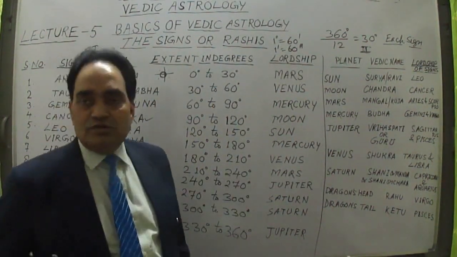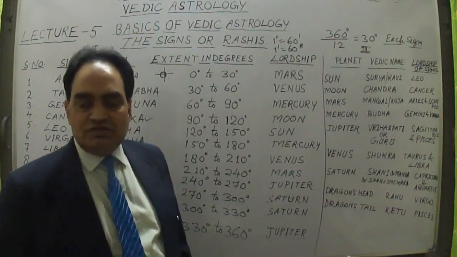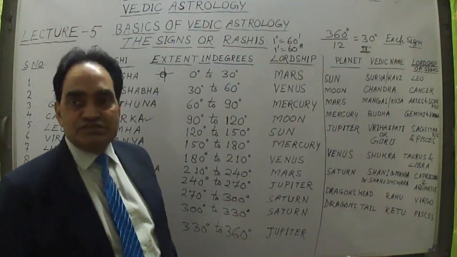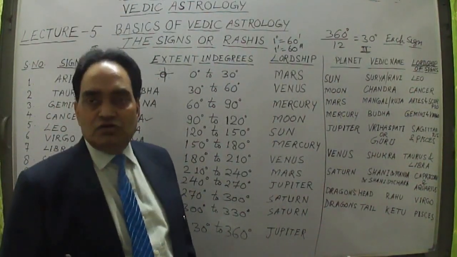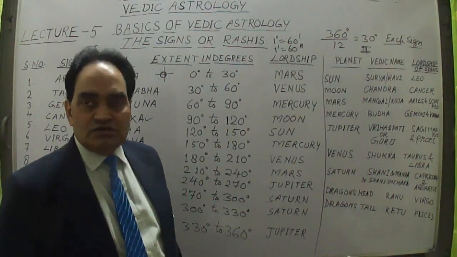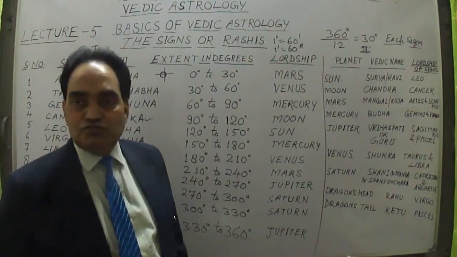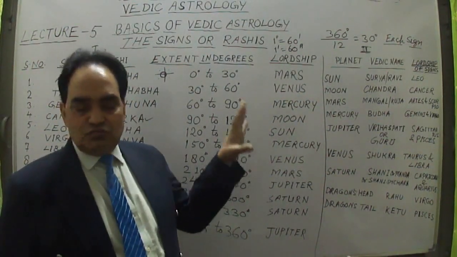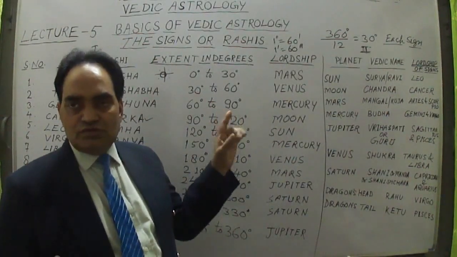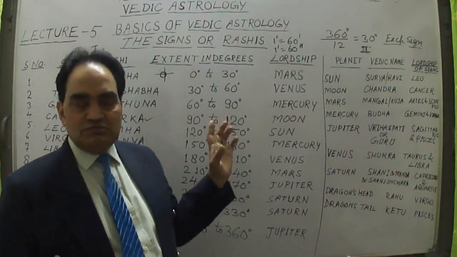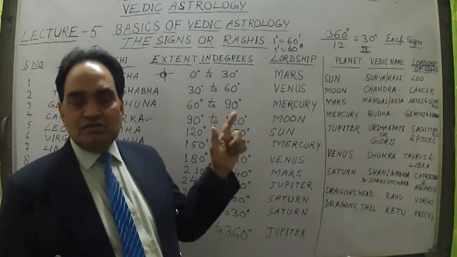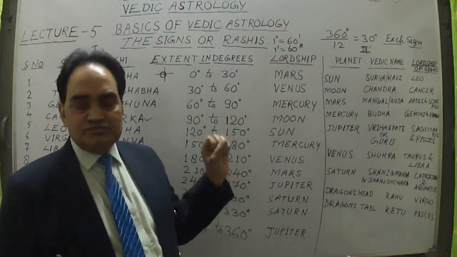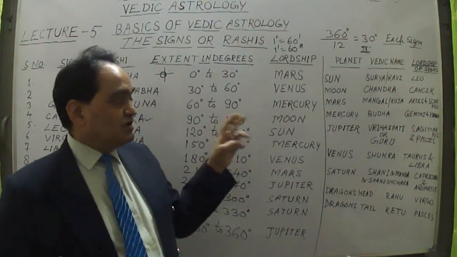Two signs are lorded by Mars. Mars is the lord of two signs, Aries and Scorpio. Aries, Mesh Rasi. Scorpio, Vrishchik Rasi. So these two Rasis are lorded by Mars, Mangal. And Moon and Sun both are lording one sign only. Sun is the lord of Leo sign or Simha Rasi, and Moon is the lord of Karka Rasi or Cancer sign.